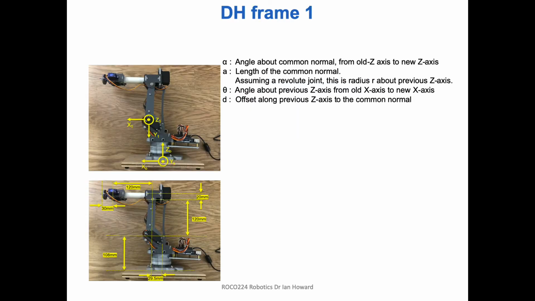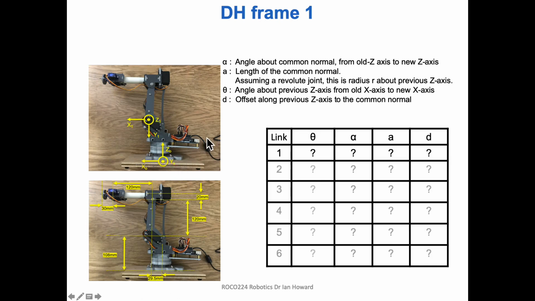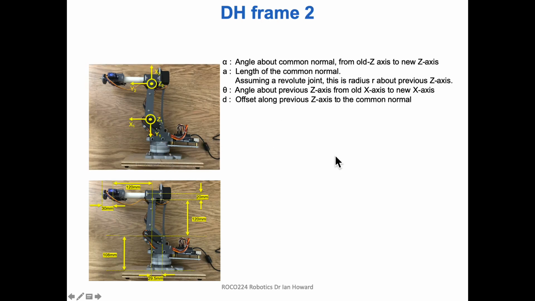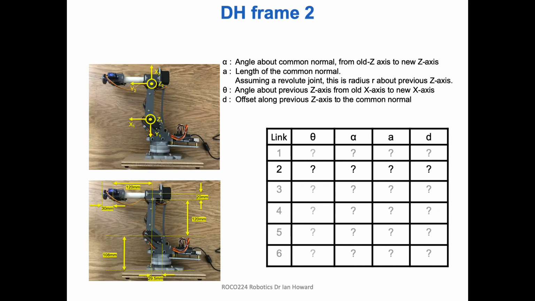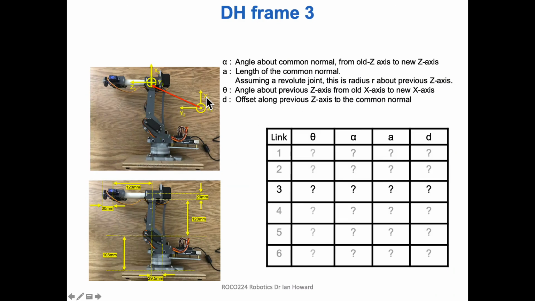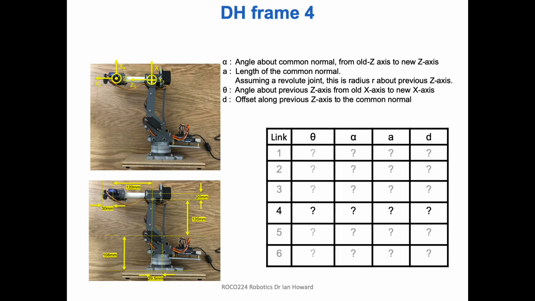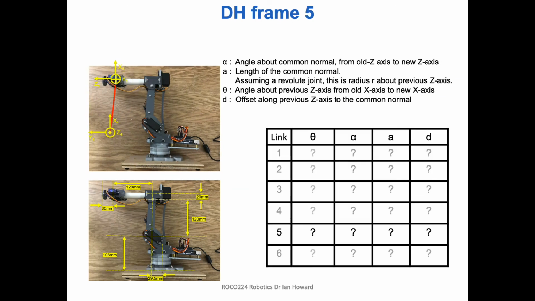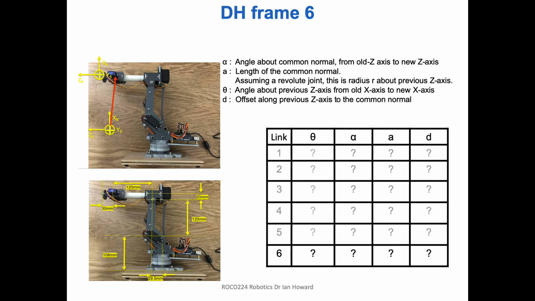So I'm just breaking it down for you again, so you can see what you've got to do. First of all, you've got to analyse Denavit-Hartenberg for frame 1. So, what are these values for frame 1? What are these values for frame 2? Again, I've just put in the next frame. What are these values for frame 3? What are these values for frame 4? And so on, up to link 6, in fact.